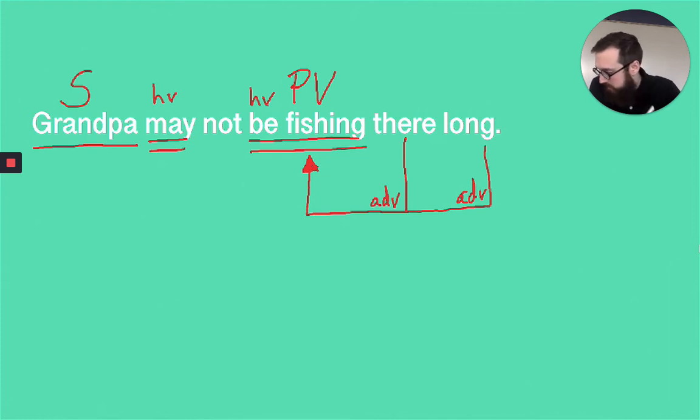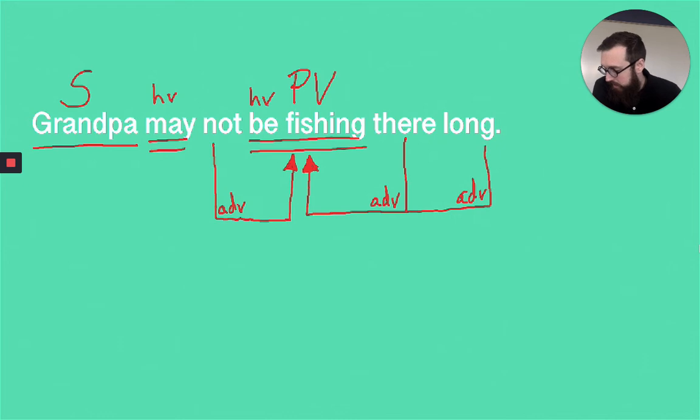And my last one is not. Not tells me how Grandpa is fishing. How is he fishing? He's not. I'm going to do the same thing, draw my little arrow. Now I don't connect those ones, and then I put ADV for adverb in the corner opposite of the arrow.